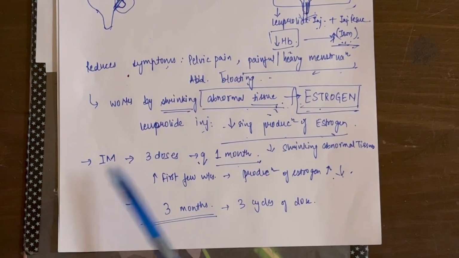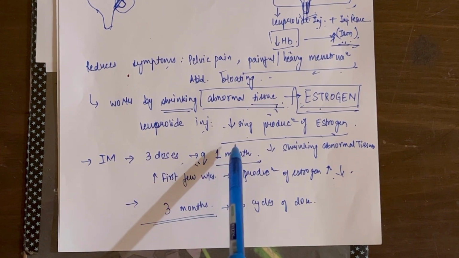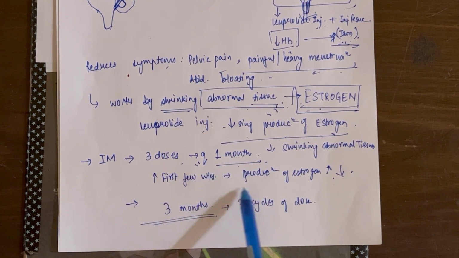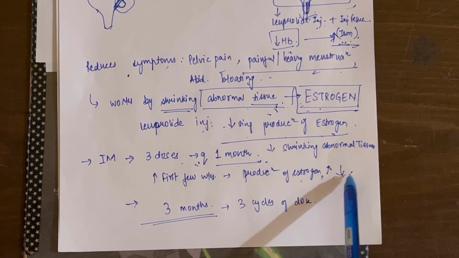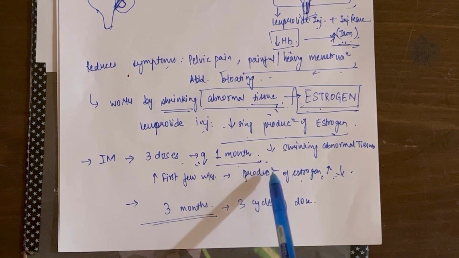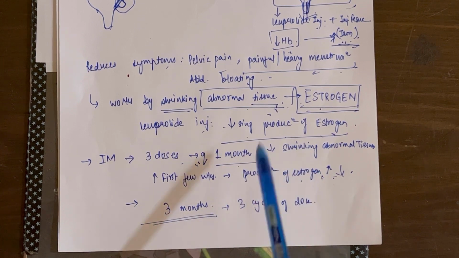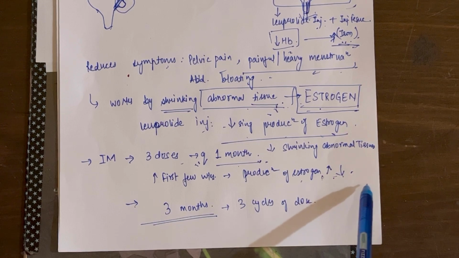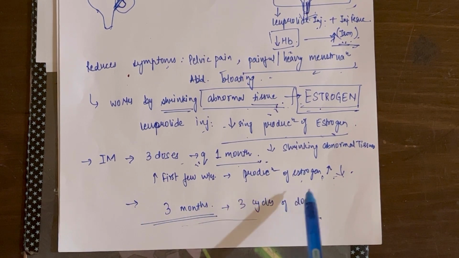And how frequently do you need to give it? You need to give 3 doses, 1 month apart. And in the first few weeks of giving the injection, your production of estrogen will first increase and then it will start decreasing slowly. So your symptoms may even get worse just after giving the injection. But you need not worry. You must know that in the first few weeks the production of estrogen increases and then it decreases. And you need to give 3 complete cycles of this injection to control your symptoms fully.